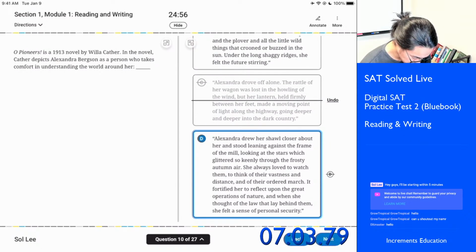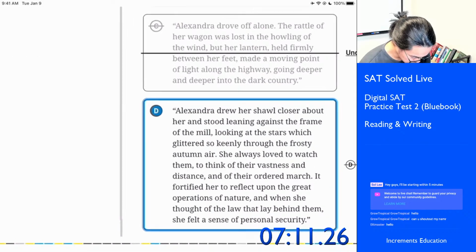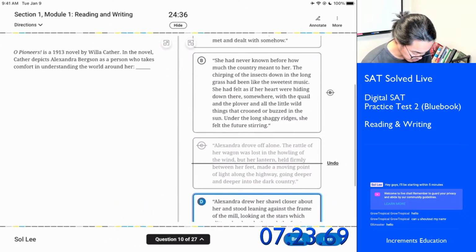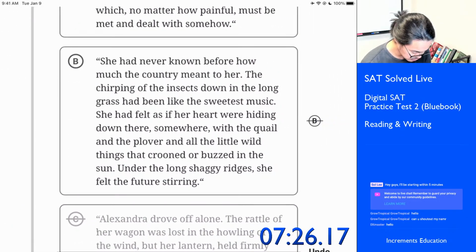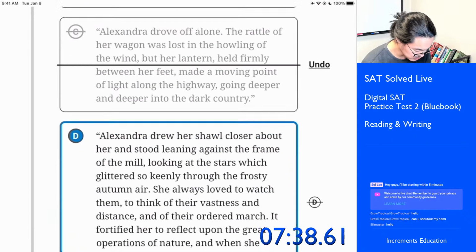She loved to watch them in understanding the world around her. She takes comfort in understanding the world around her. It fortified her to, and when she thought of, yeah, that's the law that lay behind them. This is just how much the country meant to her. She felt the future. Yeah, this is not quite takes comfort. Okay, the only one that has takes comfort is this one.